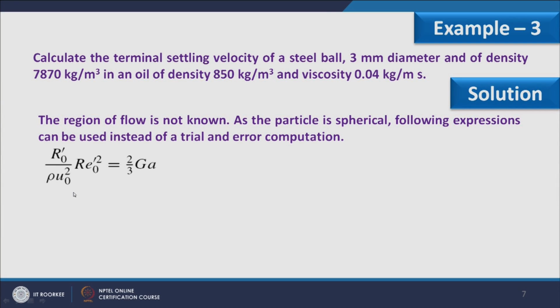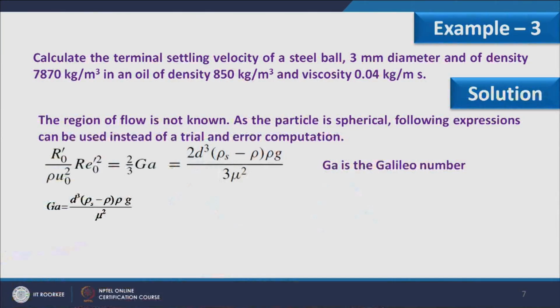Now, as far as this approach is concerned, here we have the expression rho dash by rho u naught square into Reynolds number square, which is equal to 2 by 3 Galileo number. As far as the Galileo number expression is concerned, it is d cube rho s minus rho into g divided by mu square. So that is the Galileo number expression in which all parameters are known to us. First of all, we will calculate the Galileo number for this example.